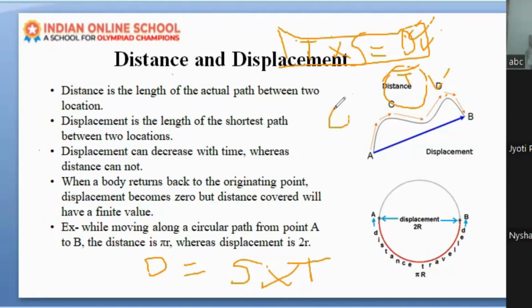And distance can never be zero, because it's the actual path you are covering. So your distance can never be zero. It must be some value, because it is a scalar quantity.